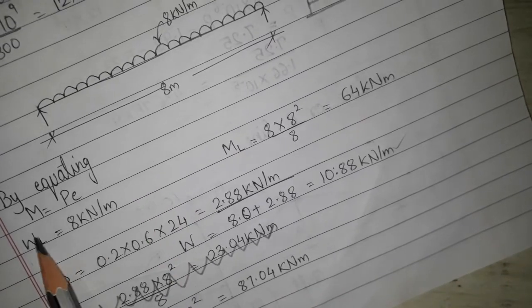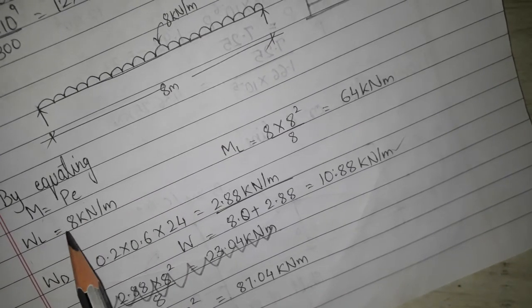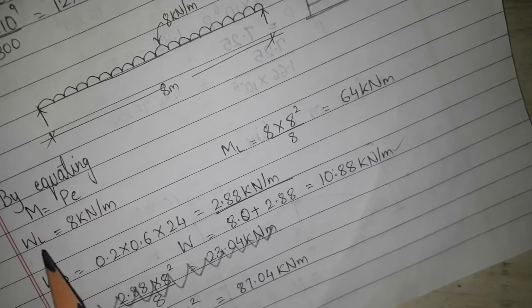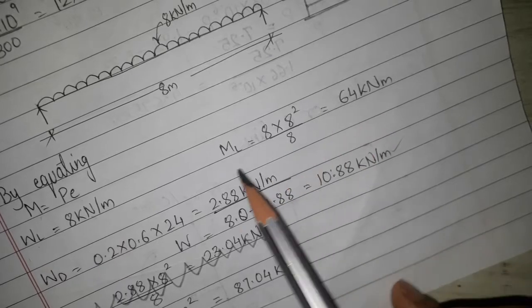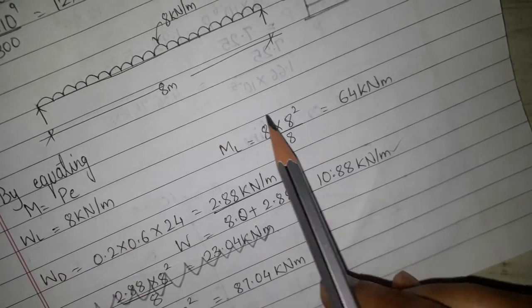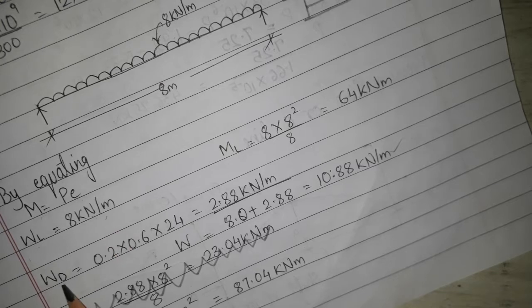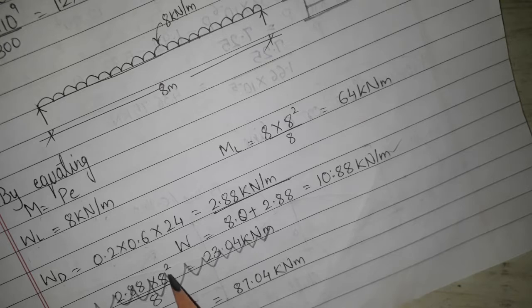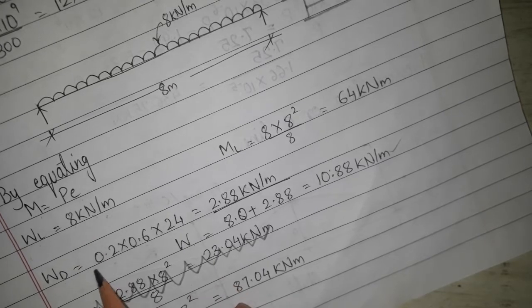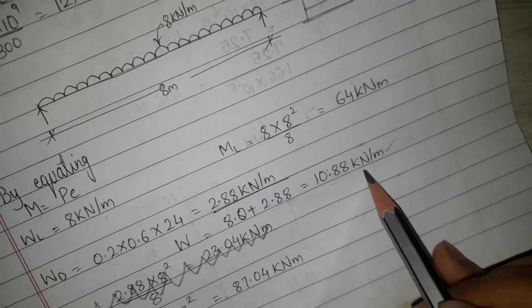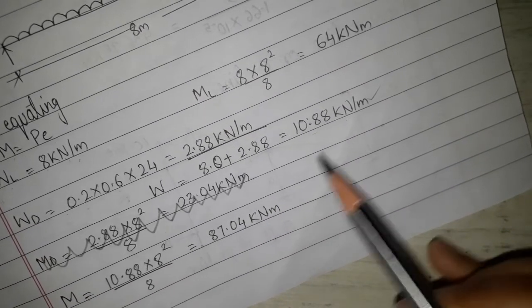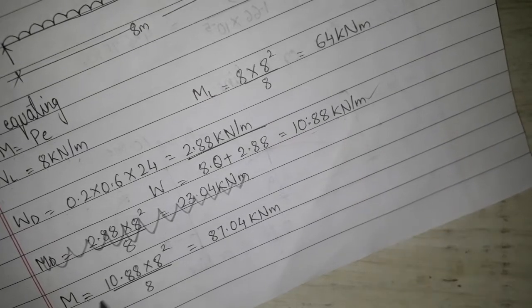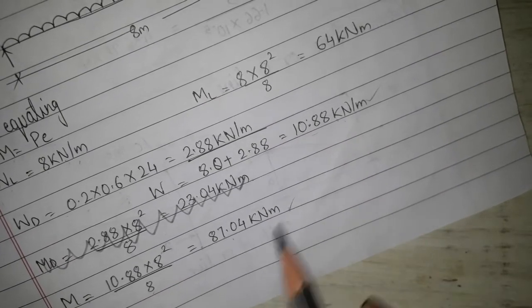Now by equating, the bending and balancing, M is equal to P into E, so WL. Okay, then again we have WD, 0.2 into 0.6 into 24, that is 0.624. First WL is equal to 8 kN per meter, WD is 0.624. So if you add, the total load is WL plus WD, and we will get 10.88 kN per meter. Okay, so therefore M is equal to WL square by 8. Already we have calculated here, self-weight plus live load. So we will get this as the moment.